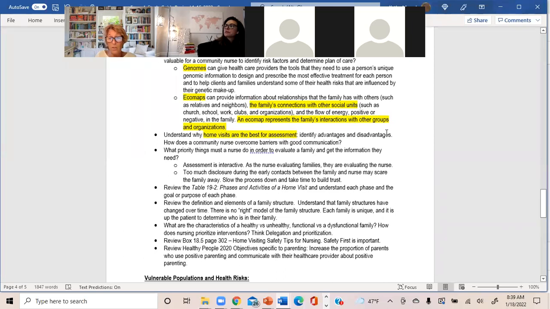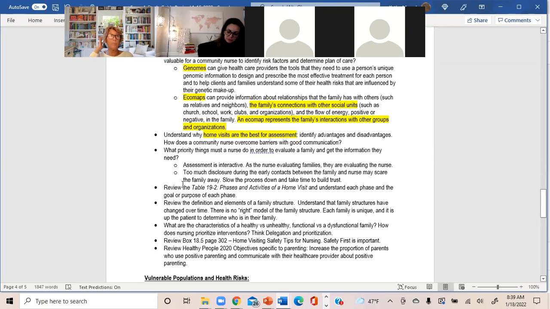It does have advantages and disadvantages. How do you overcome barriers with communication? Think about going into a neighborhood that may have a high crime rate. There's a box, it's either in 18 or 19. Go find it. It has personal safety. Maybe Danielle might have already found this. It's personal safety for doing a home visit, what you do and what you don't do.